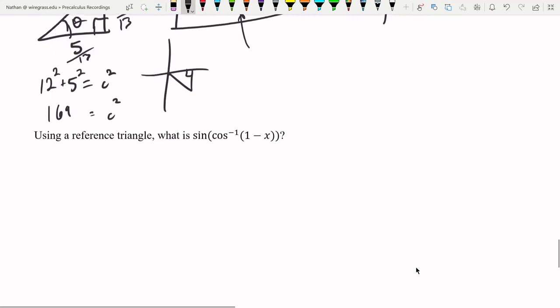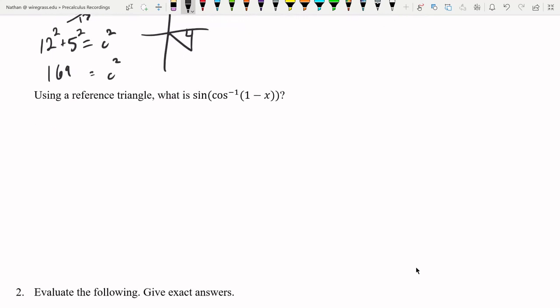Okay, now we're going to do a similar kind of thing, but now we're going to look at what if we have variables in it. Still, it's going to be the same process. Cosine inverse of 1 minus x. So we know that cosine of theta equals 1 minus x. It's just equal to an angle. So we can move that around.